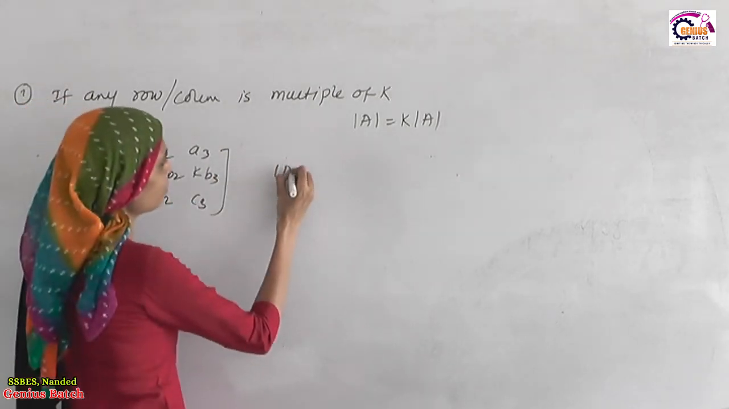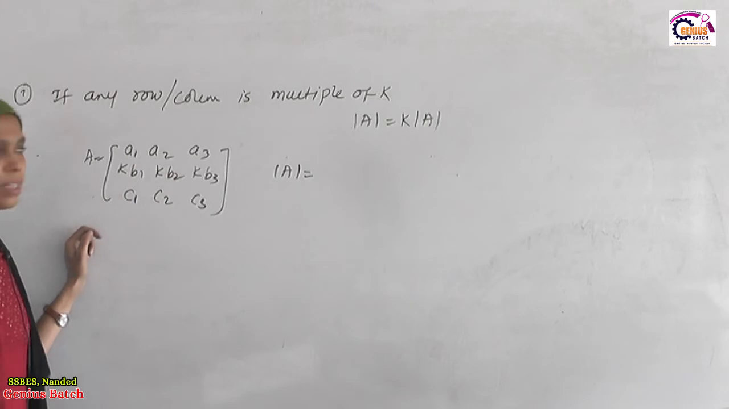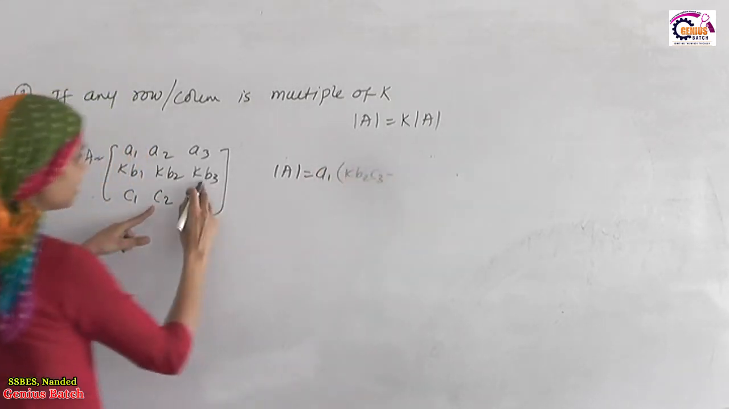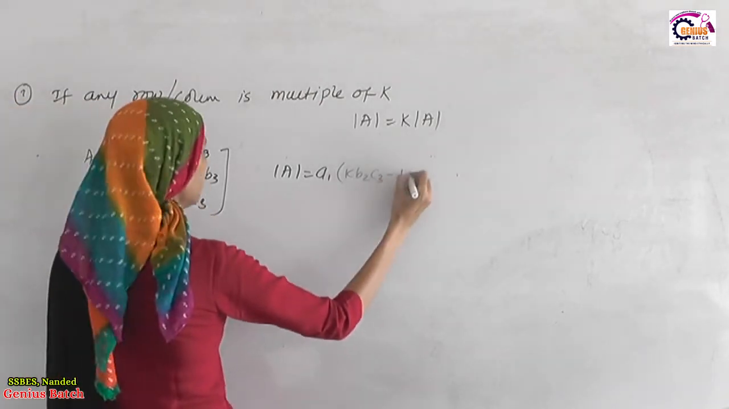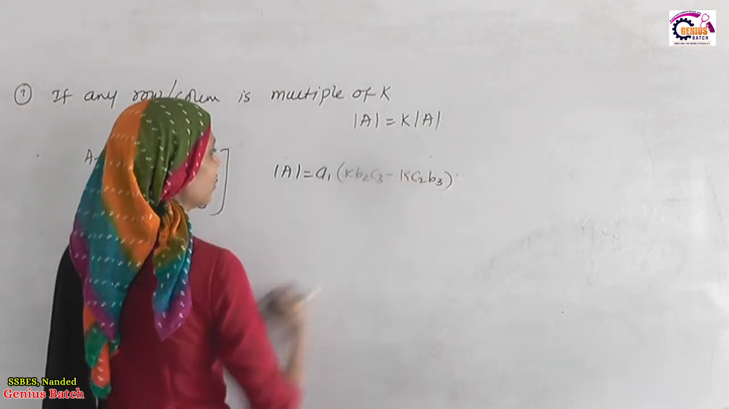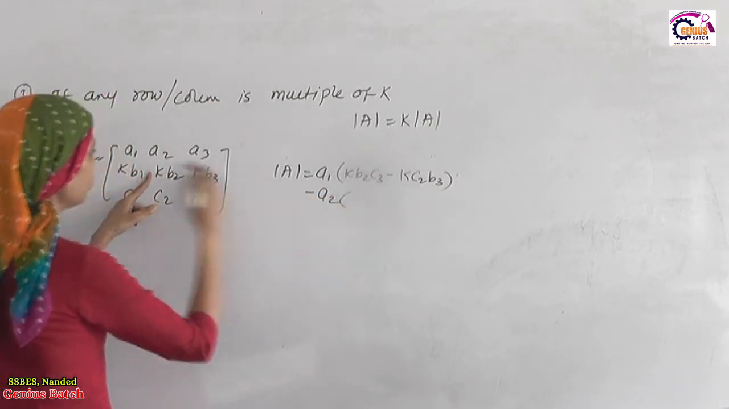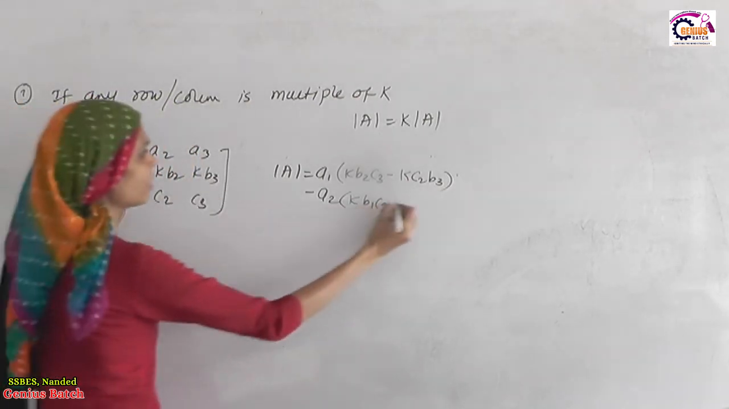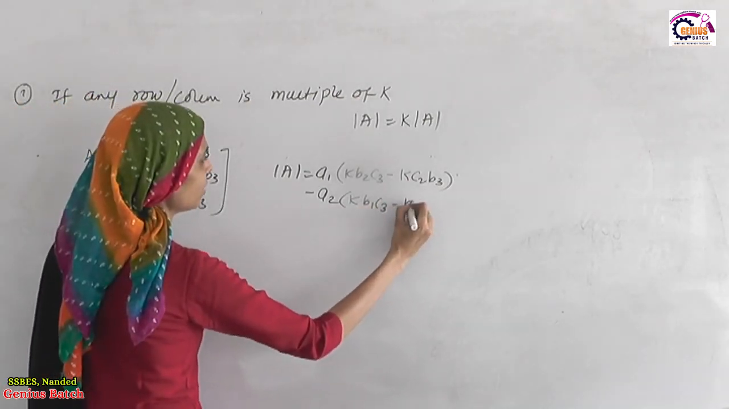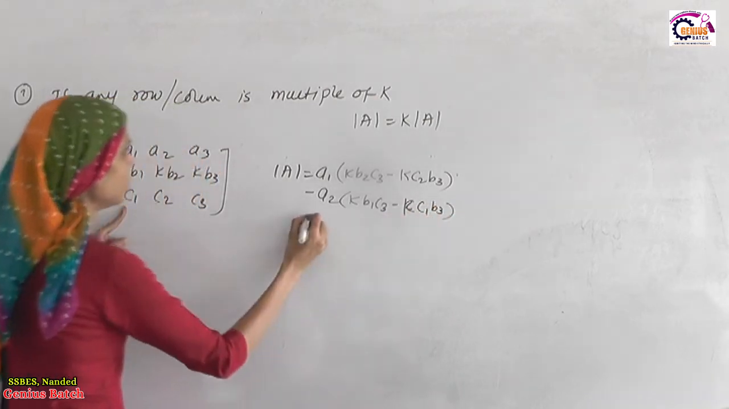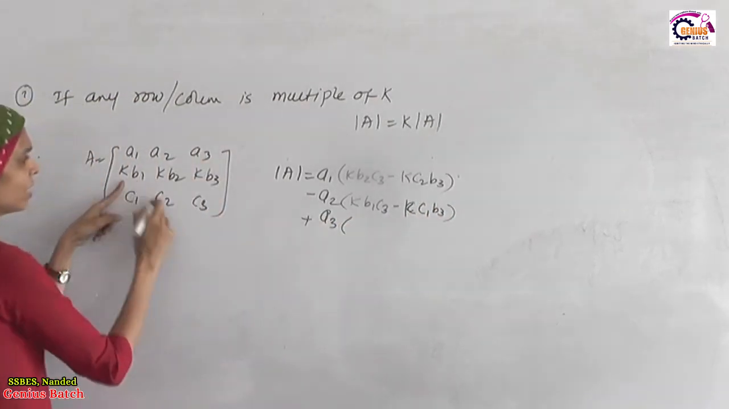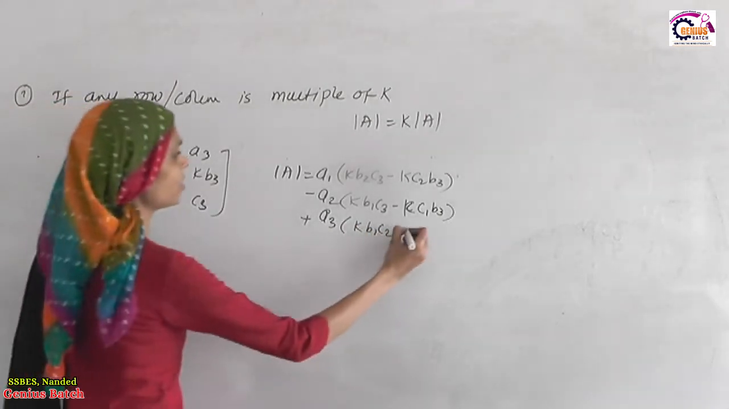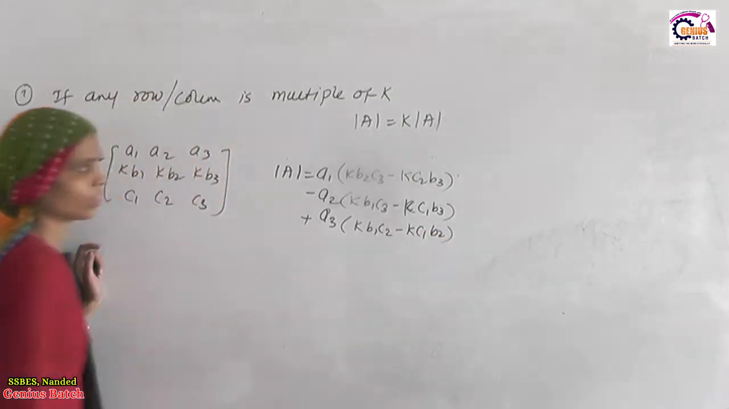Let us find what is determinant A. याची डिटर्मिनंटची व्हॅल्यू काय असेल, A1 इंटू KB2 C3 मायनस K C2 B3, राइट, मायनस A2 इंटू KB1 C3 मायनस K C1 B3 प्लस A3 इंटू KB1 C2 minus K C1 B2, right.